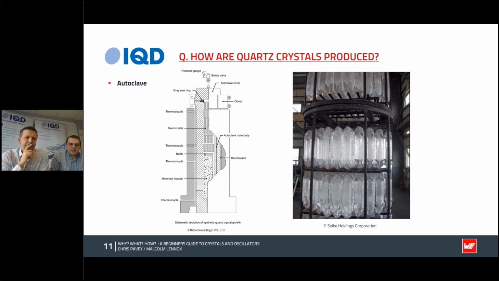After sealing the vessel, the autoclave is heated to operating conditions with the use of external heaters. Typical operating conditions are generally between 300 and 400 degrees C, and the internal pressure developed is controlled by the temperature and the amount of solution added to the autoclave, and is typically between 1000 and 1500 bar. Using this method, growth rates of up to 1 millimeter per day can be achieved.